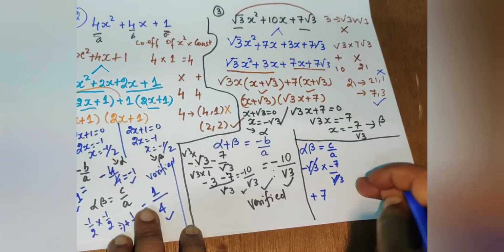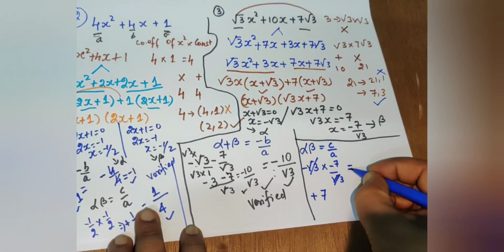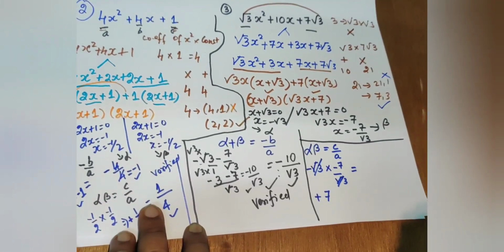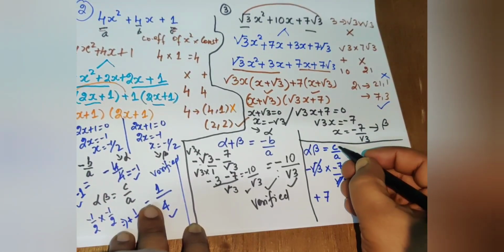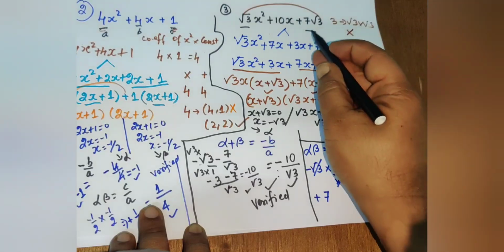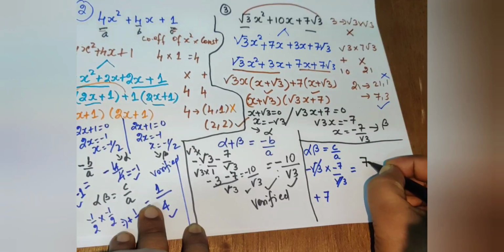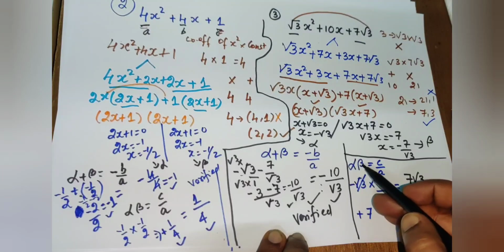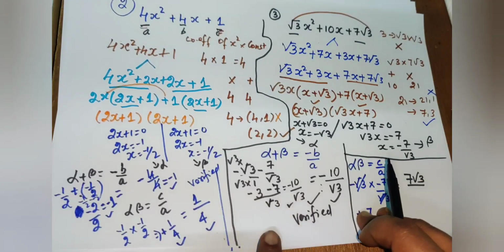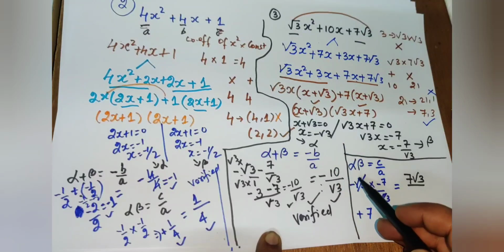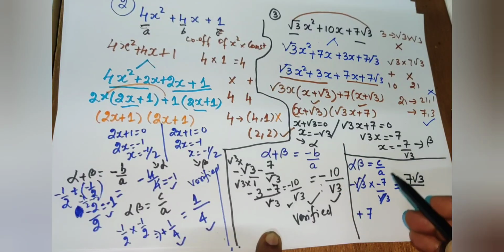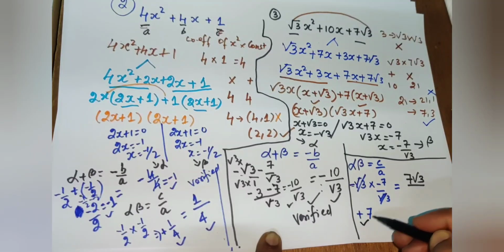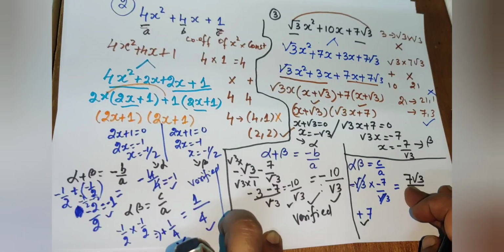The same result we should be getting with the formula also. According to the formula, let's see what we get. What is c? C is nothing but 7 root 3. As you can see, according to our result, alpha beta is minus root 3 into minus 7 by root 3. This root 3 gets cancelled, negative into negative is plus, so plus 7 we got, right? The same result we should be getting with the formula also.